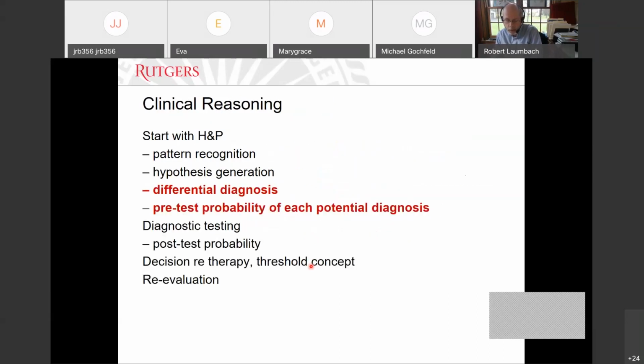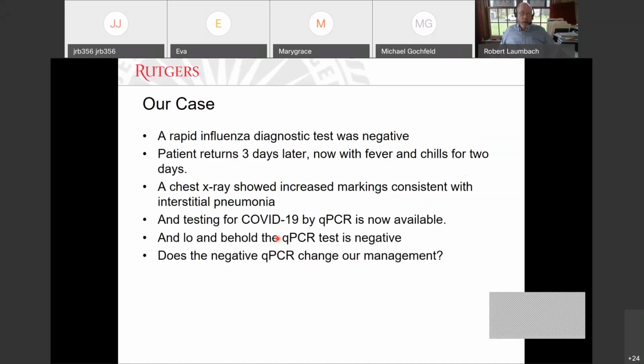Again, just to raise that issue about the relative sensitivity or specificity of a sign or a symptom or a test. All right, so then our case, we might consider a rapid influenza test. Back in early March, there was still some flu around, so let's say that was negative.